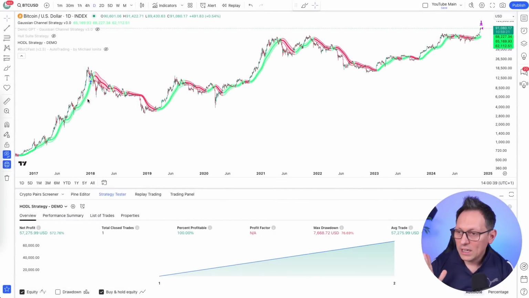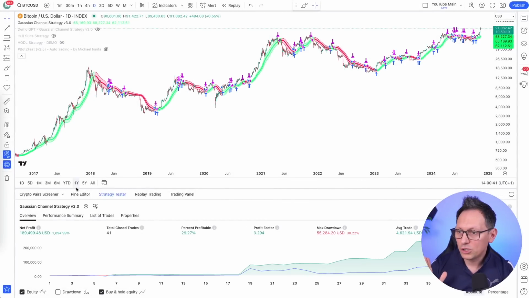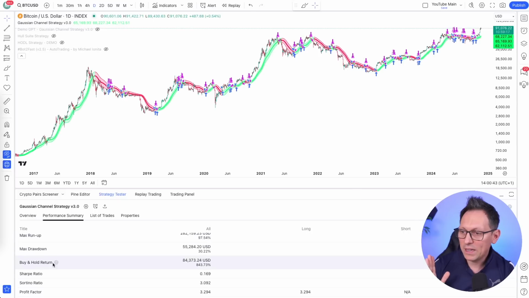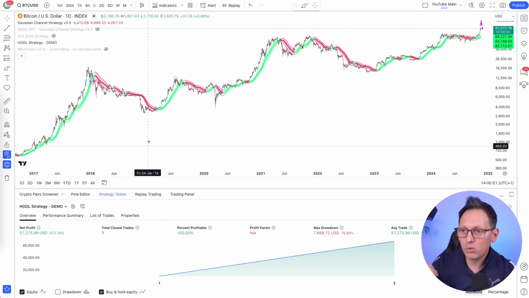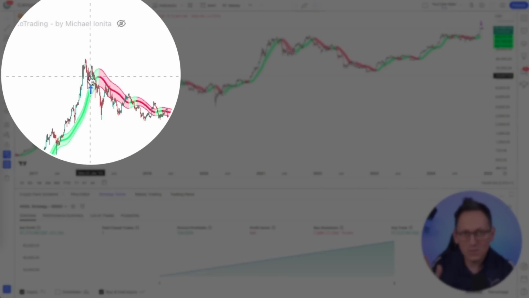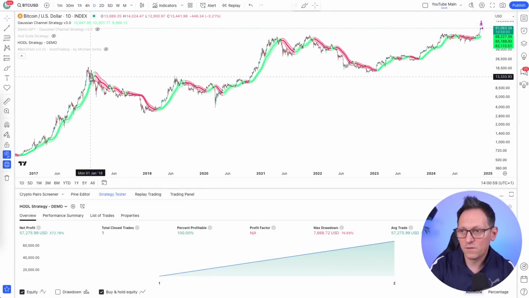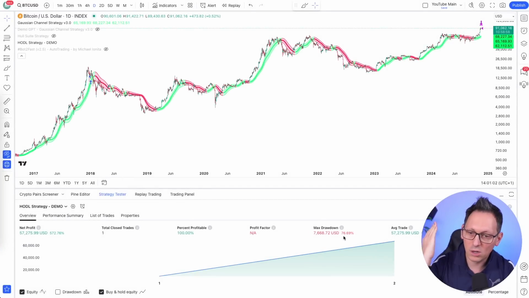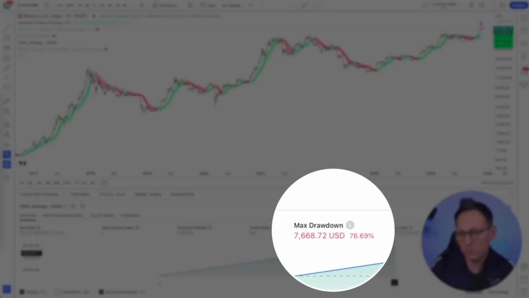So just looking at, going back to the Gaussian channel strategy, just looking at the buy and hold return here will not give you the full picture, okay? You have to use the HODL demo strategy to actually figure out what was the real return of the HODL strategy, right? If you start at the same time, right? And then you take the risk from the same point in time, which was the 1st of January, right? Then you have a drawdown of 77%, I'm rounding up, right?